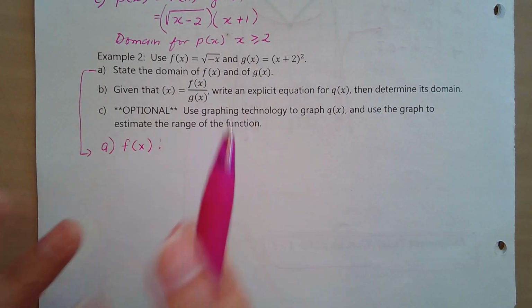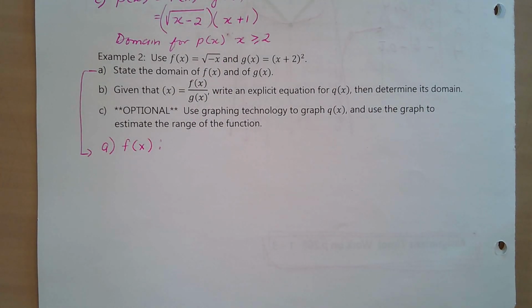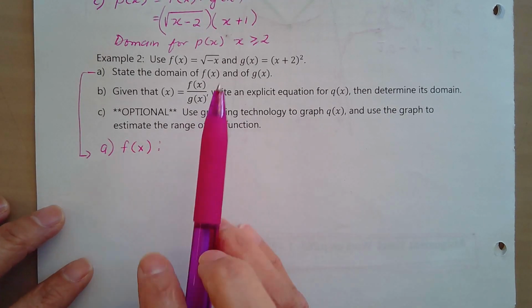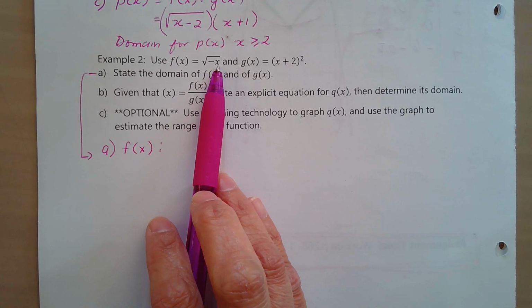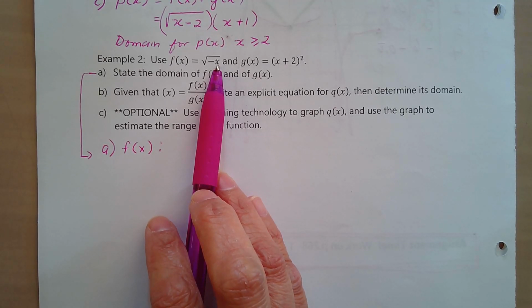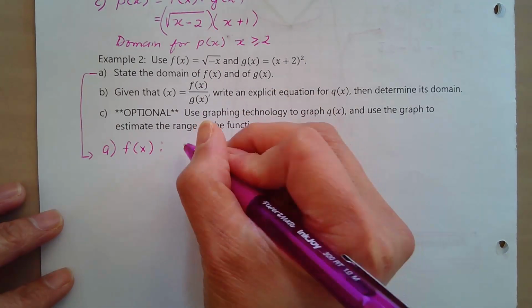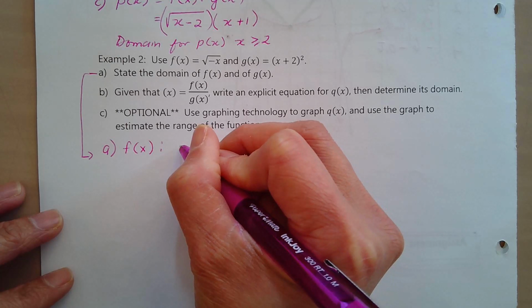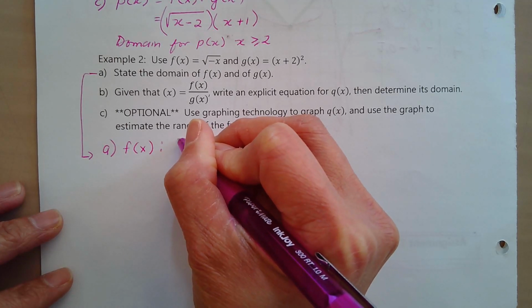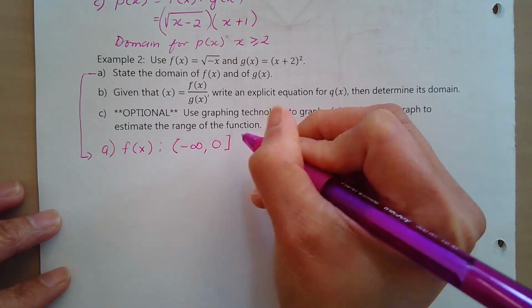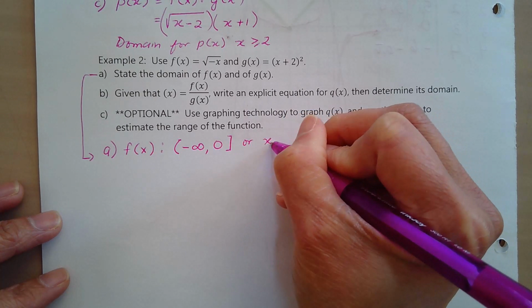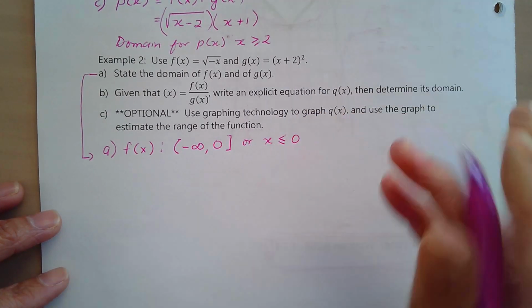The radicand has to be a positive value. Otherwise, we can't take the square root of a negative, right? So it has to be, can it be 0? Yeah. So it's going to be negative infinity to 0. Okay. Negative infinity to 0. Or we can say x has to be less than or equal to 0.